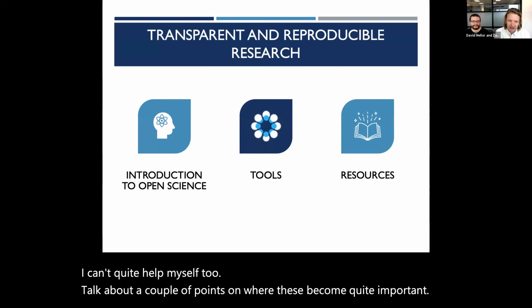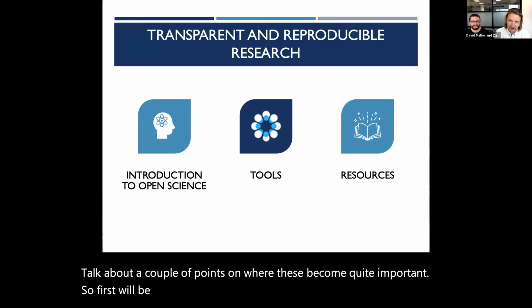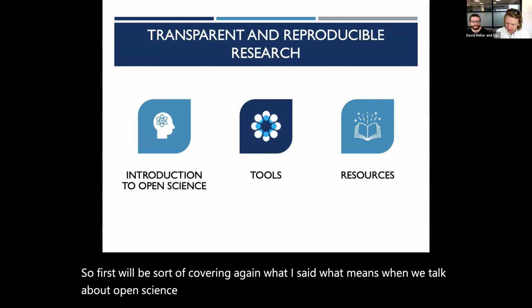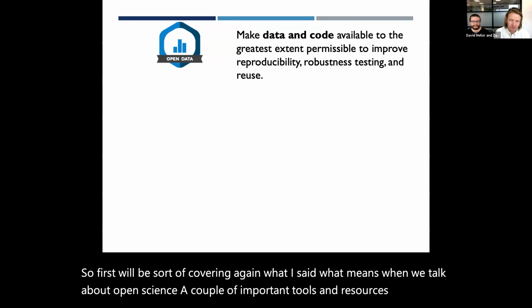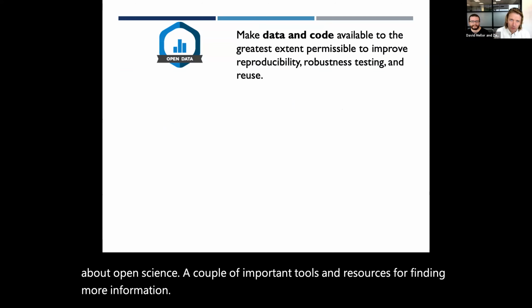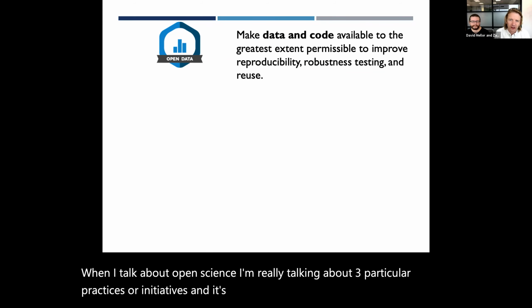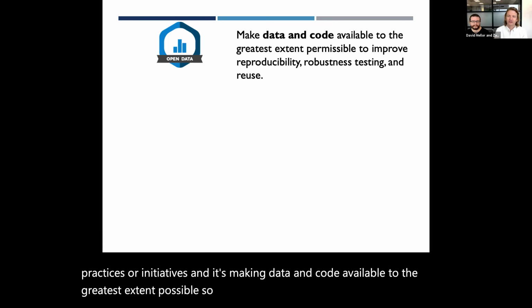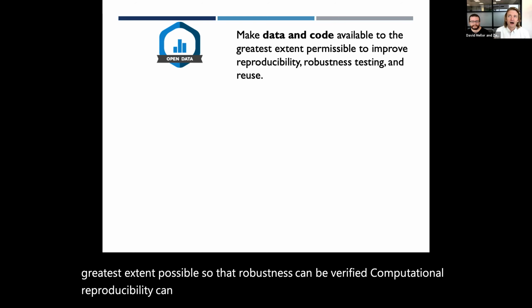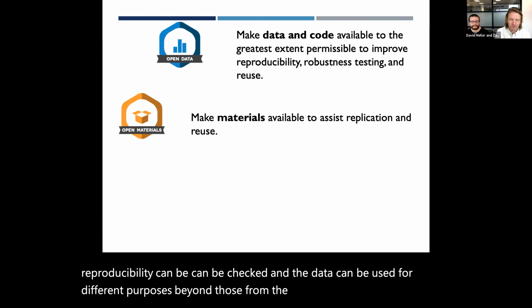So first we'll be covering again what I said, what COS means when we talk about open science, a couple of important tools, and then resources for finding more information. When I talk about open science, I'm really talking about three particular practices or initiatives, and it's making data and code available to the greatest extent possible so that robustness can be verified, computational reproducibility can be checked, and the data can be reused for different purposes beyond those from the original research question.